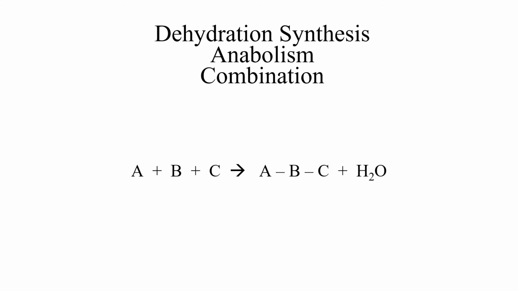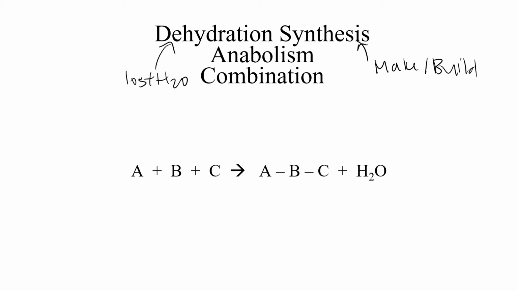Let's break down the word dehydration synthesis. If you are dehydrated, we often say that you have lost water. And to synthesize means to make or build something. Well, what we're making or building here happens to be a polymer. So through the loss of water, we can generate or make or build a more complicated molecule. And that's also what we call an anabolic reaction or a combination reaction in chemistry.